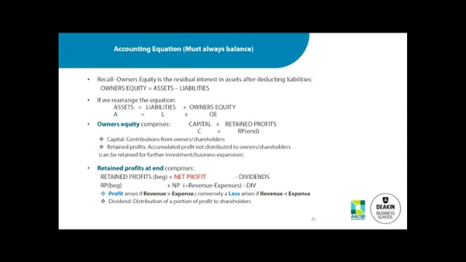How can retained profit at the end of the period be analyzed? It is in this way. Retained profit at the end is calculated as retained profit at the beginning of the period plus net profit, or minus net loss if it was a loss, and minus dividends if there was any dividends payment. And then the result would be retained profit at the end of the period.